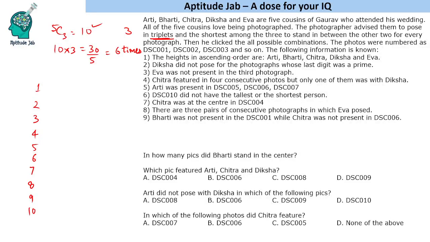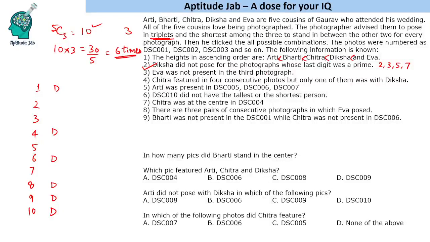It says that the heights in ascending order are this. So A is less than B, B is less than C. Right, so that is given to us. Diksha did not pose for the photographs whose last digit was prime. Now she is not present in 2, 3, 5, and 7. And we know a person is present 6 times. So she will be present in 1, 4, 6, 8, 9, 10.